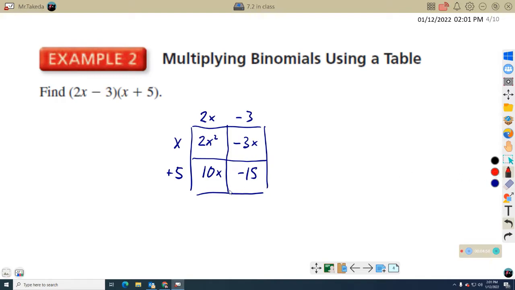Usually, not always, you have to check because you're not sure what all these different terms for binomials will be. Do you have like terms? Often they are catty corner there. And then we write them in order. 2x squared.